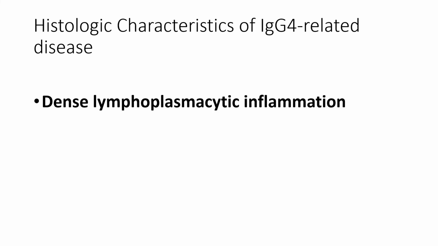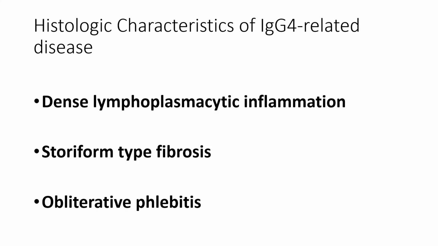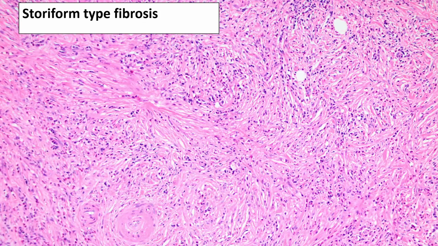So one, you've got to see a dense lymphoplasmacytic infiltrate, and the critical term there is plasma cells. This is a plasma cell-rich disease. Two, most often you see storiform type fibrosis, and we'll talk a little bit about that. And three, perhaps the most definitive feature, the diagnostic feature for this disease is obliterative phlebitis. But again, the devil is in the details.